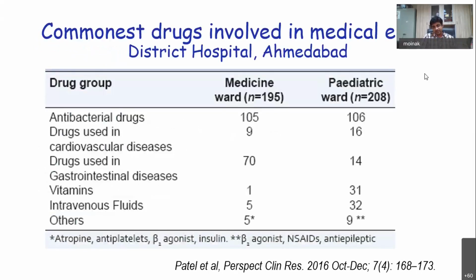Now I'll give you some facts. This is a survey done in a district hospital in Ahmedabad. In this, they have looked at the commonest drugs that are involved in medical error. And they have seen, like I've shown you in the previous slides, that antibacterial drugs and the drugs used in gastrointestinal diseases are most often having medical errors, both in the medical ward as well as the pediatric ward.